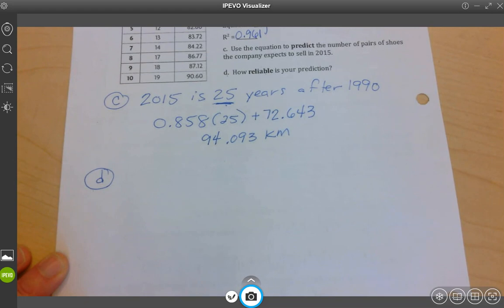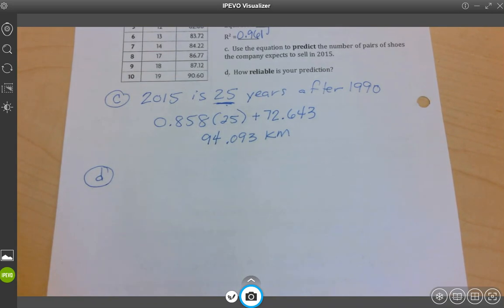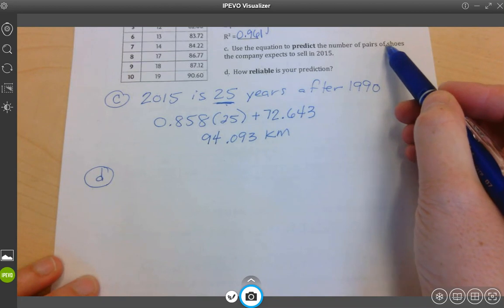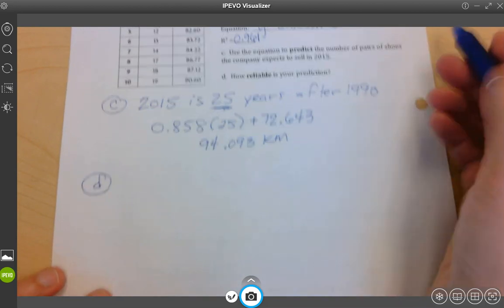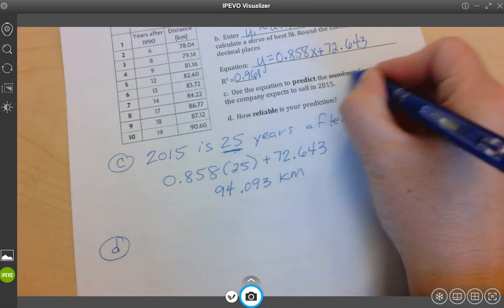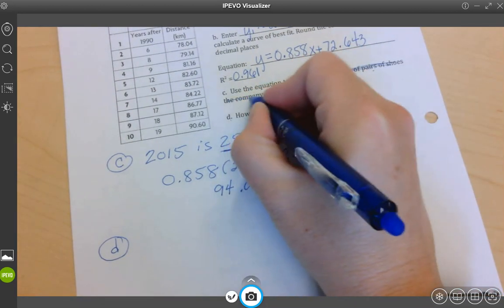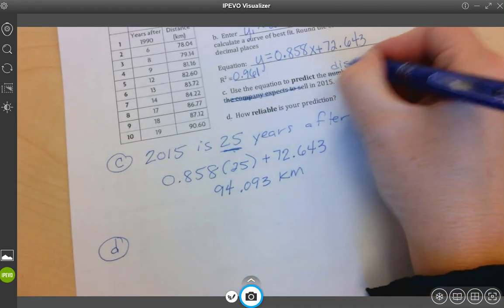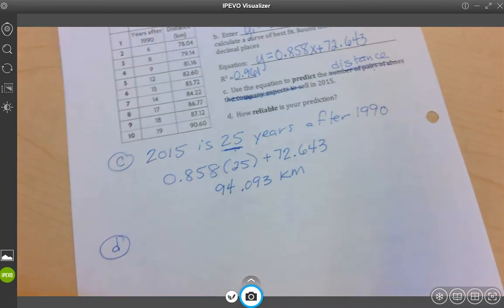Say it again. The number of pairs of shoes they expect to sell. Oh, we answered the wrong question, right? They asked the wrong question. Do you guys see that? So Steph points out that we expected them to ask a different question and we ignored the fact that they actually didn't. So let's change the question. We can't predict the number of pairs of shoes, right? We can predict the distance, right? Let's just predict the distance in 2015.